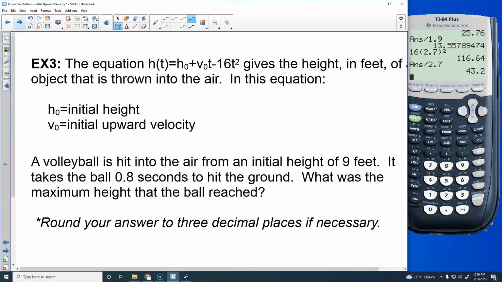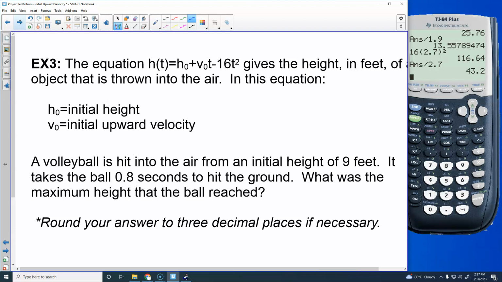All right, this one is more difficult. A volleyball is hit into the air from an initial height of 9 feet. It takes the ball 8 seconds to hit the ground. What was the maximum height that the ball reached? So, this question wants to know maximum height.